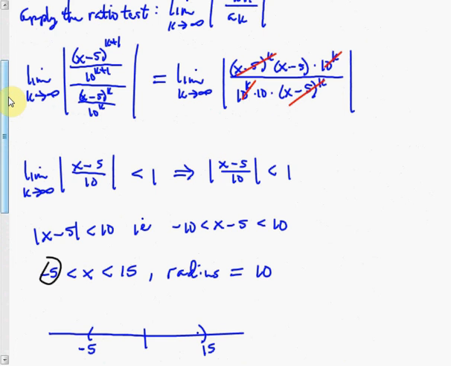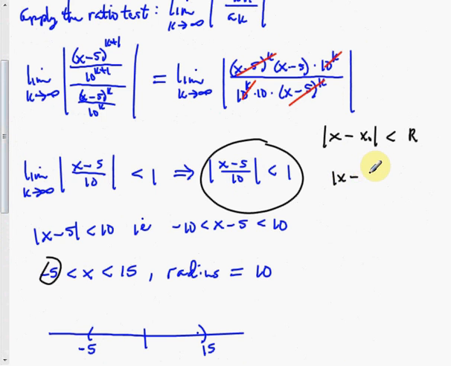Oh, you asked the question about the so-called radius. Well, do you recall that the form is x minus x naught, the absolute value of that is less than some number r, right? So if you manipulate this right here and multiply both sides by the 10, you get the absolute value of x minus 5. Remember, it's centered at 5, right? Is less than 10. So r is equal to 10.